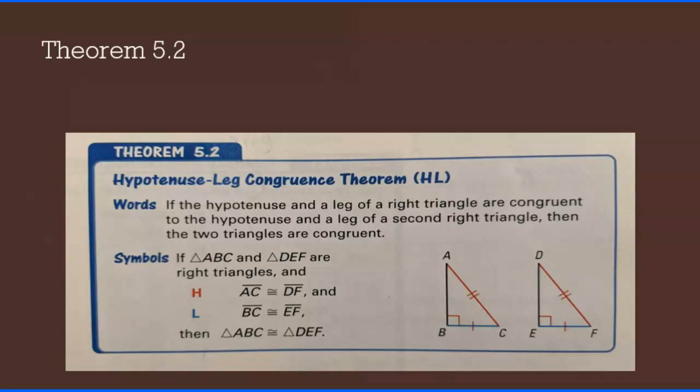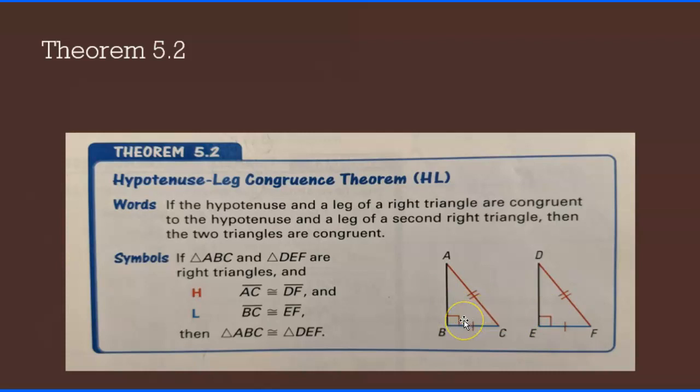Here are the words. They put it in pictures and in words for us, which is a great thing. If the hypotenuse and a leg of a right triangle are congruent to the hypotenuse and leg of a second right triangle, then the two triangles have to be congruent. So there's no choice. Let's take a look at it now in our pictures. If the hypotenuse, I'm following the hypotenuse right here, and the leg, here's a leg, of a right triangle, it's right because it's got the symbol in there, are congruent to the hypotenuse and leg of another right triangle, then the two triangles are congruent.